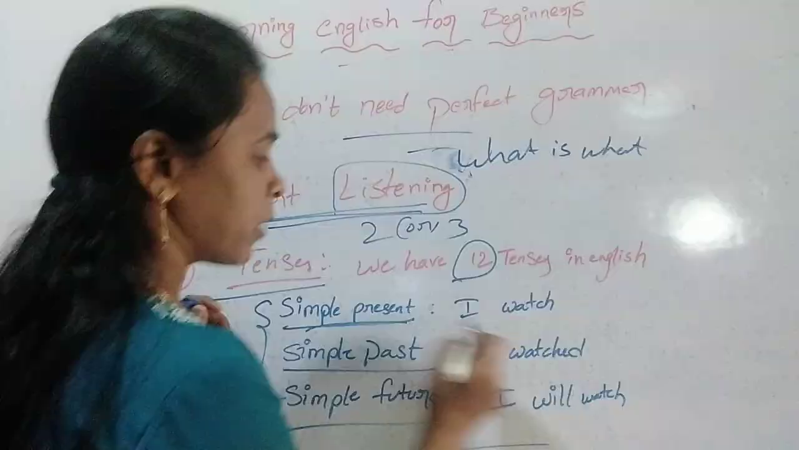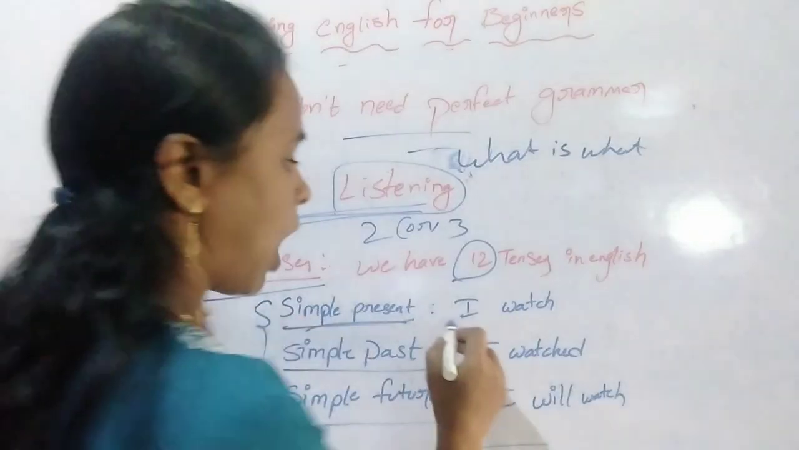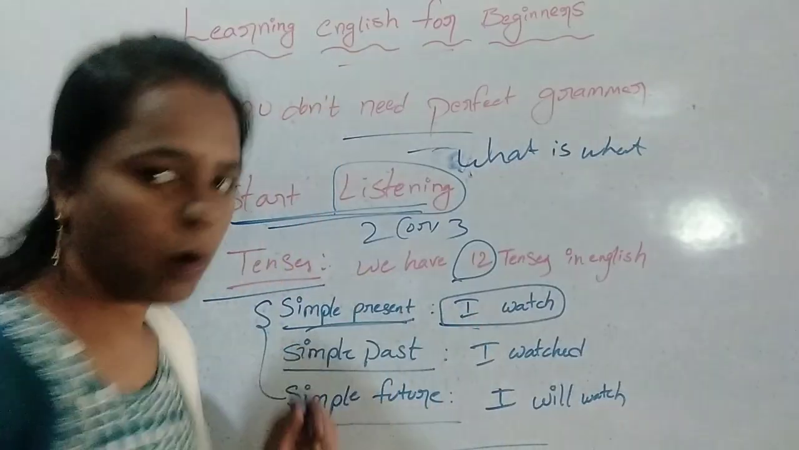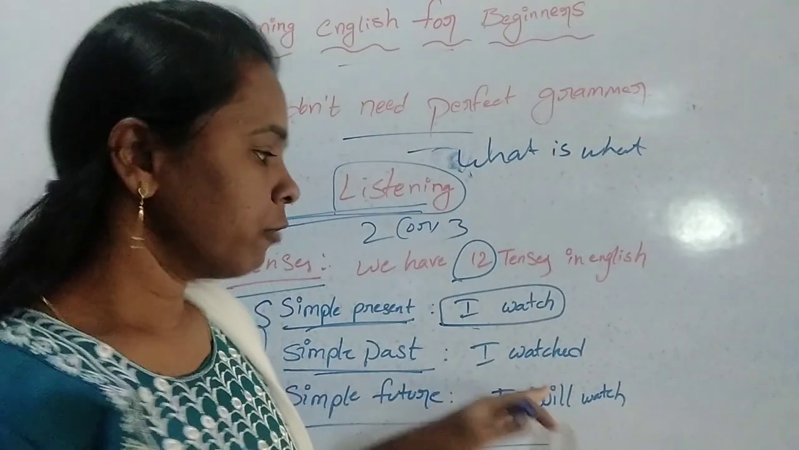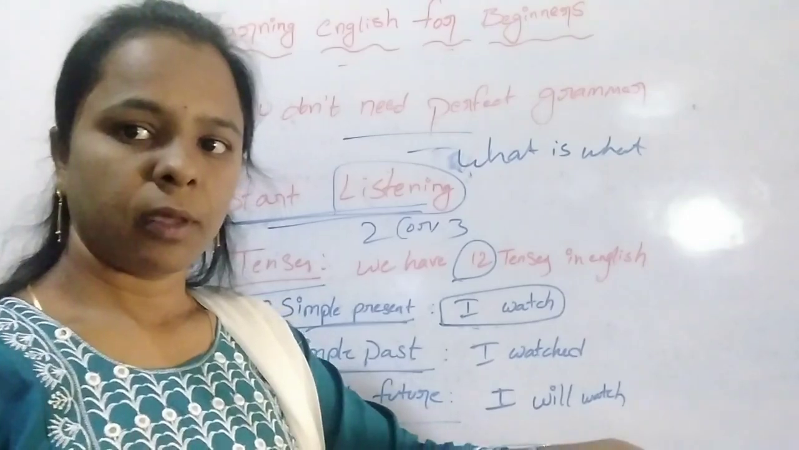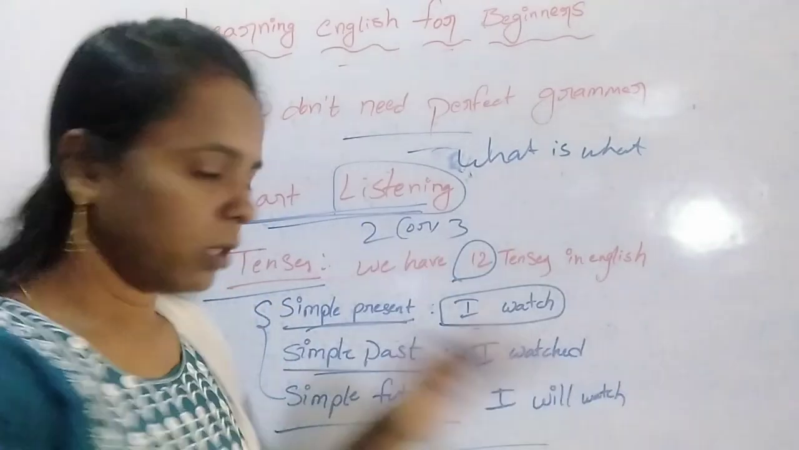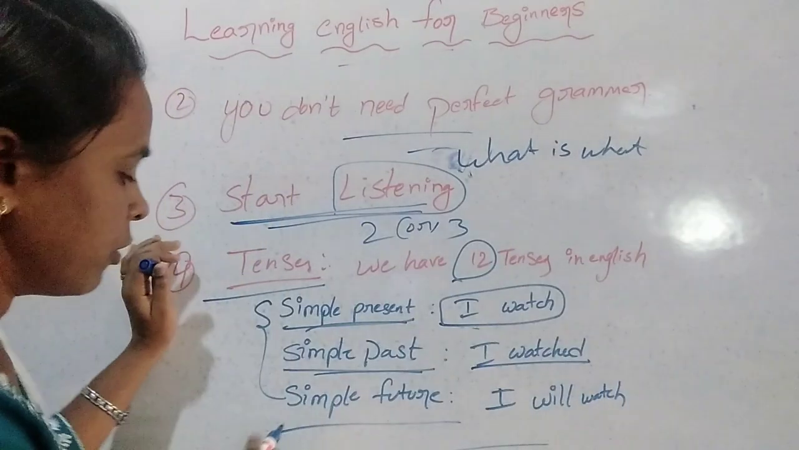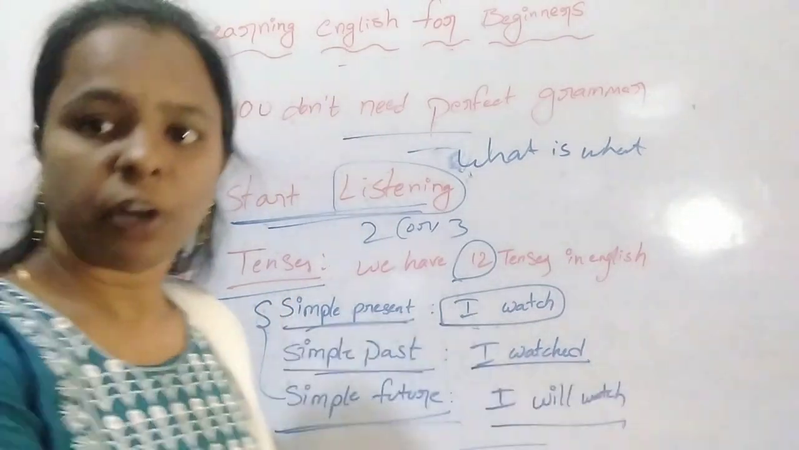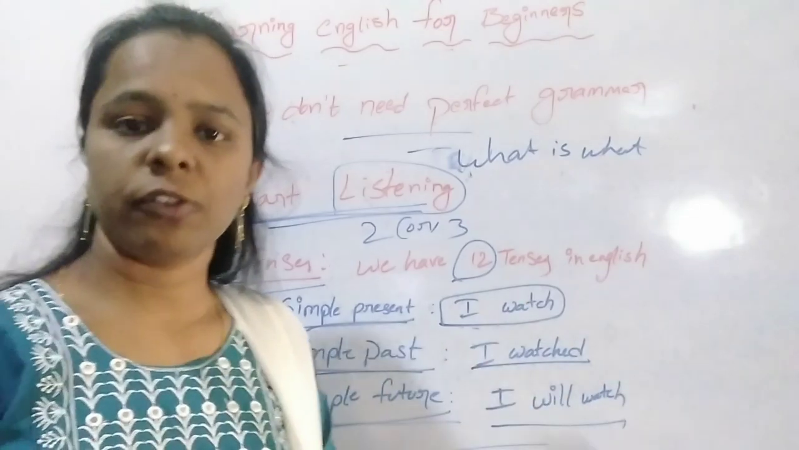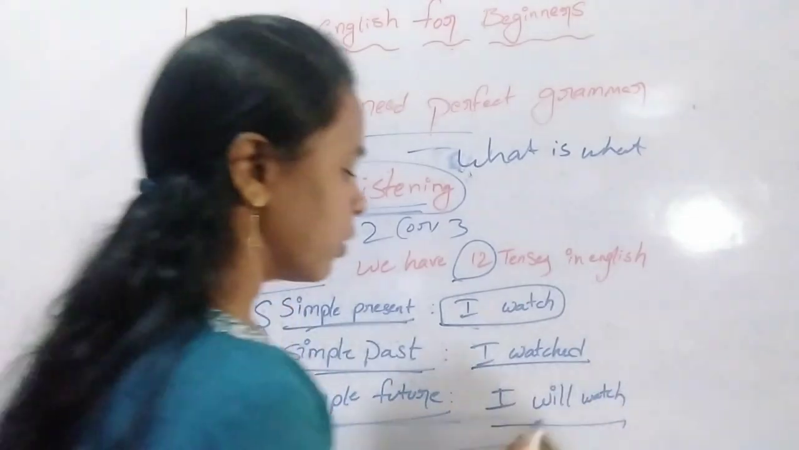For simple present, ఇప్పుడు చేస్తున్నాం అనే పని, I watch. Okay? I watch. Past tense, జరిగిపోయింది, I watched. Past tense. Simple future, I will watch. In future you can use will.